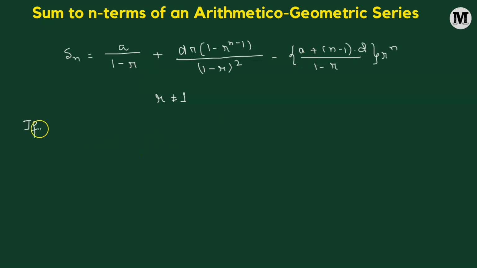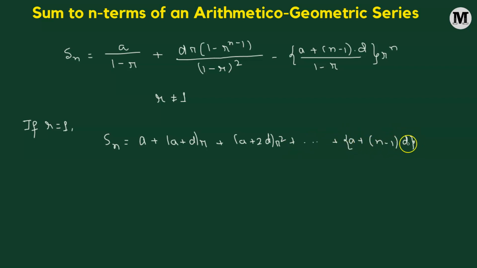Now, what if the common ratio r equals 1? In that case, the Arithmetico-Geometric series Sn, which we have already defined as a plus d times r plus a plus 2d times r squared all the way up to the nth term, which is a plus n minus 1 times the common difference d multiplied by r raised to the power of n minus 1. If we choose r to be equal to 1, then this is simply a plus d added to a plus 2d all the way up to the nth term, which is a plus n minus 1 times the common difference d.